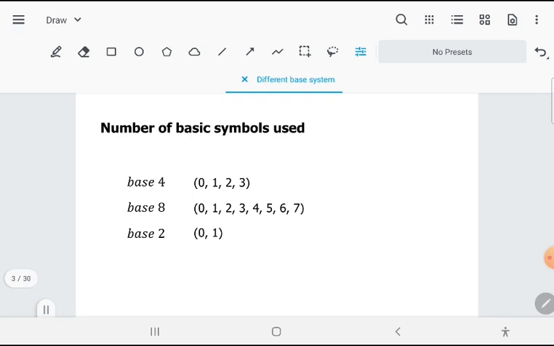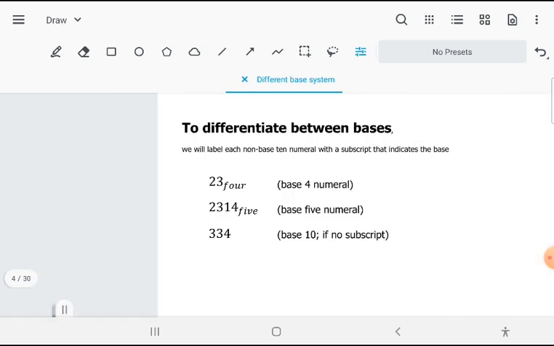Also, how many basic symbols are used? In the base 10 numeration system, we use 10, of course, from 0 to 9. The digits 0 to 9. In base 4, you only use 4: from 0, and then 1, 2, and 3. In the base 8 numeration system, you use 8 from 0 to 7. And in base 2, you only use zeros and ones. I think computer science students will be familiar with the ones and the zeros.